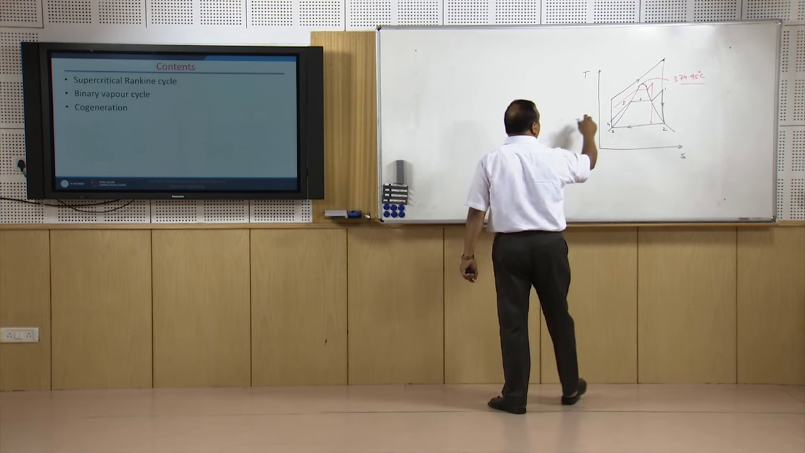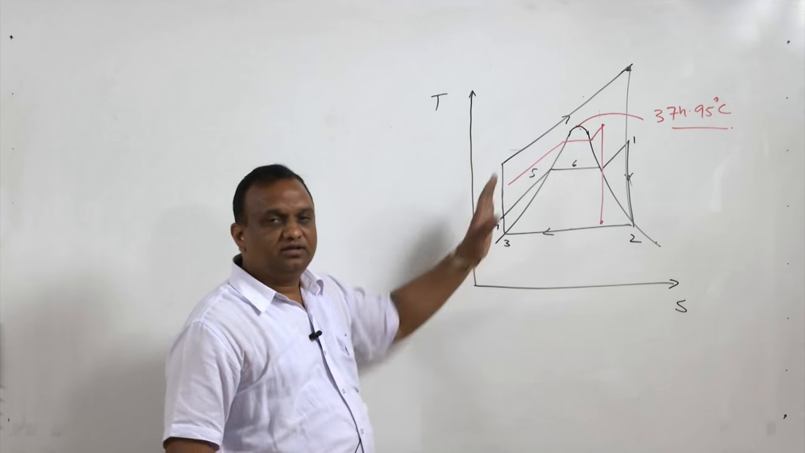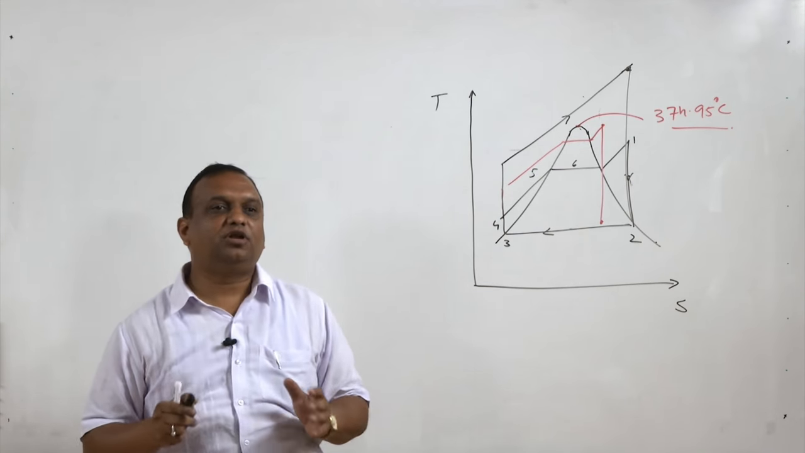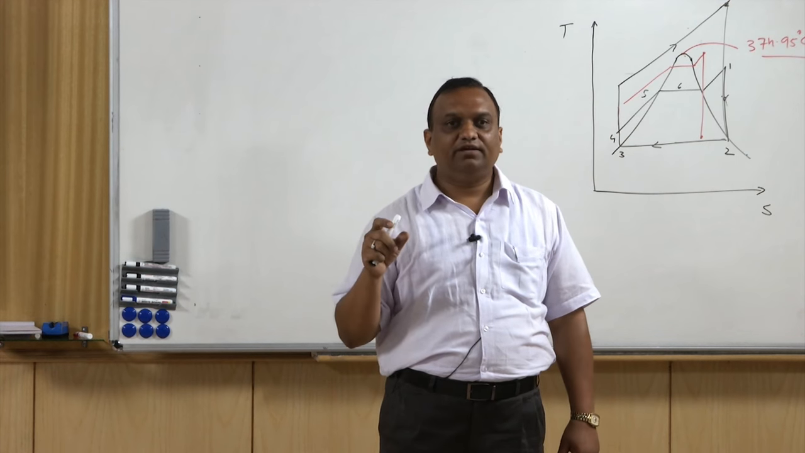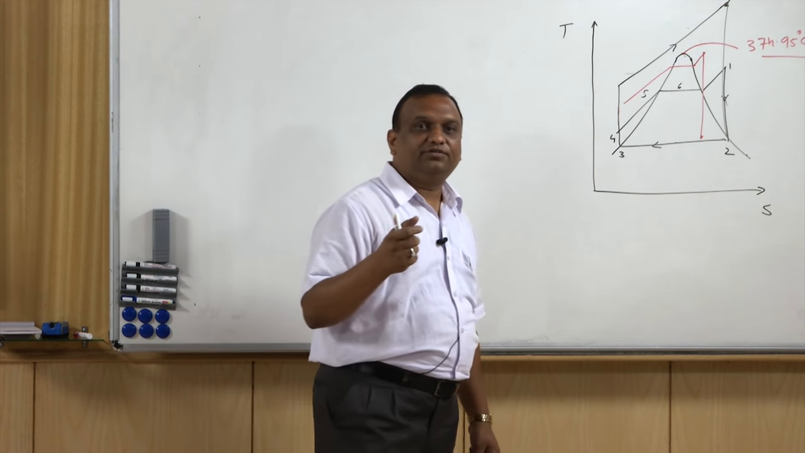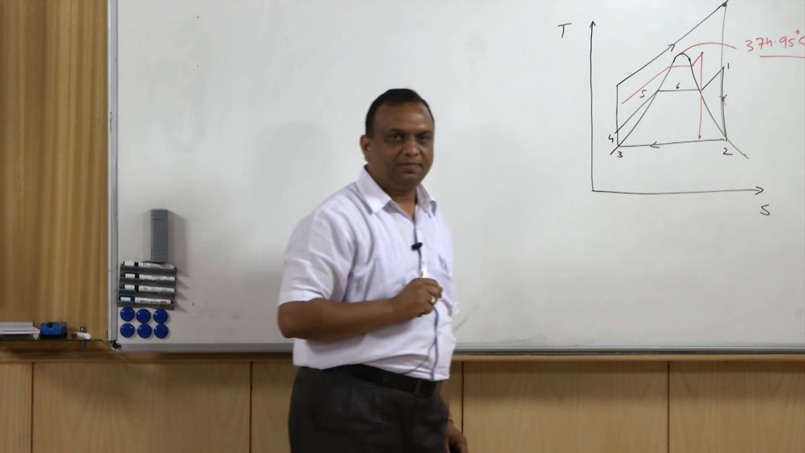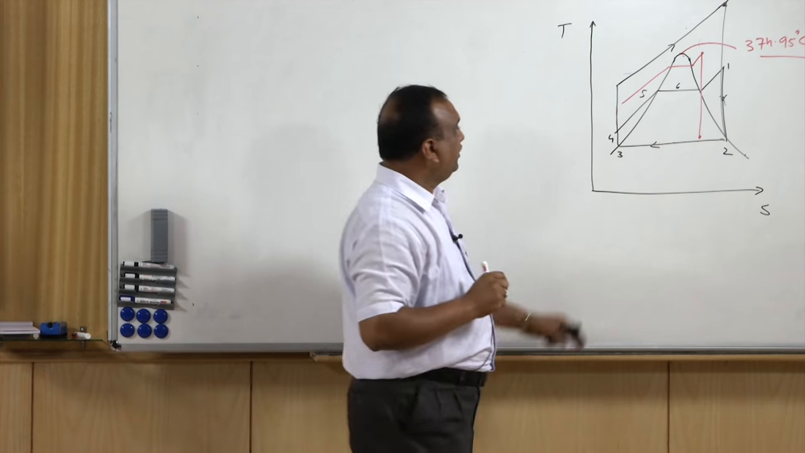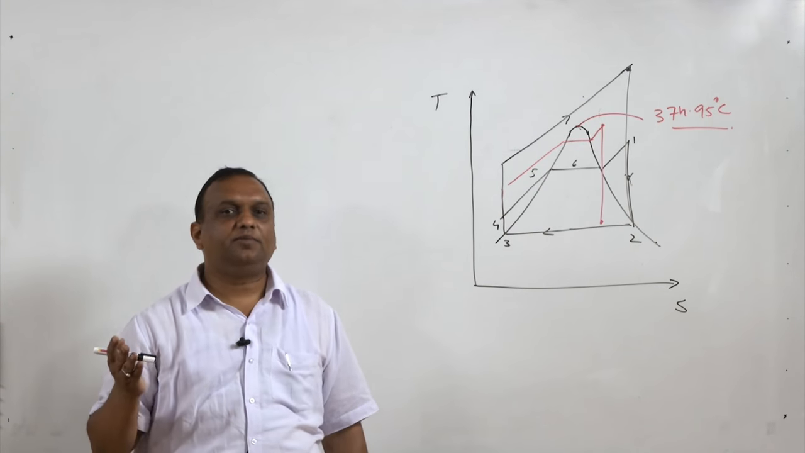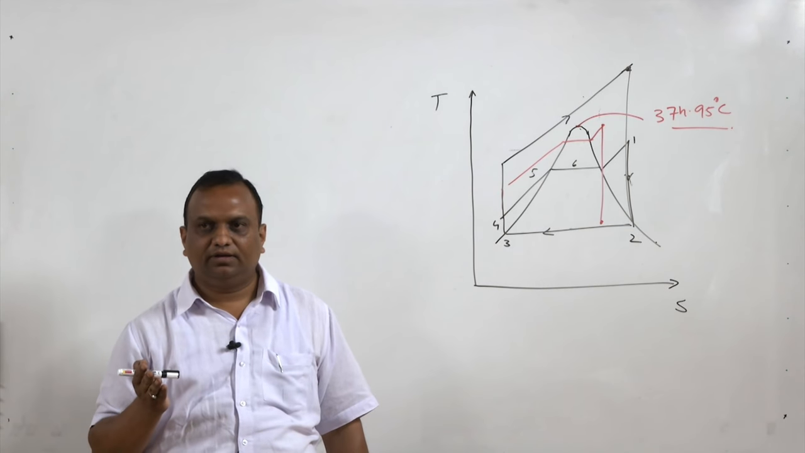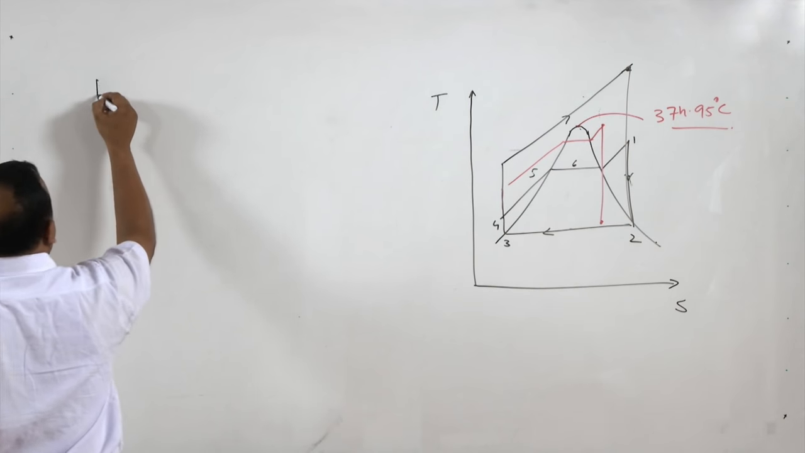When we operate at high pressure in a supercritical cycle, the design of the boiler has to be very robust, right? For a robust design, thicker plates will have to be used, and the overall cost of the plant is high. Now, instead of doing this, if we replace steam or water vapor by some other fluid which has a very high normal boiling point.